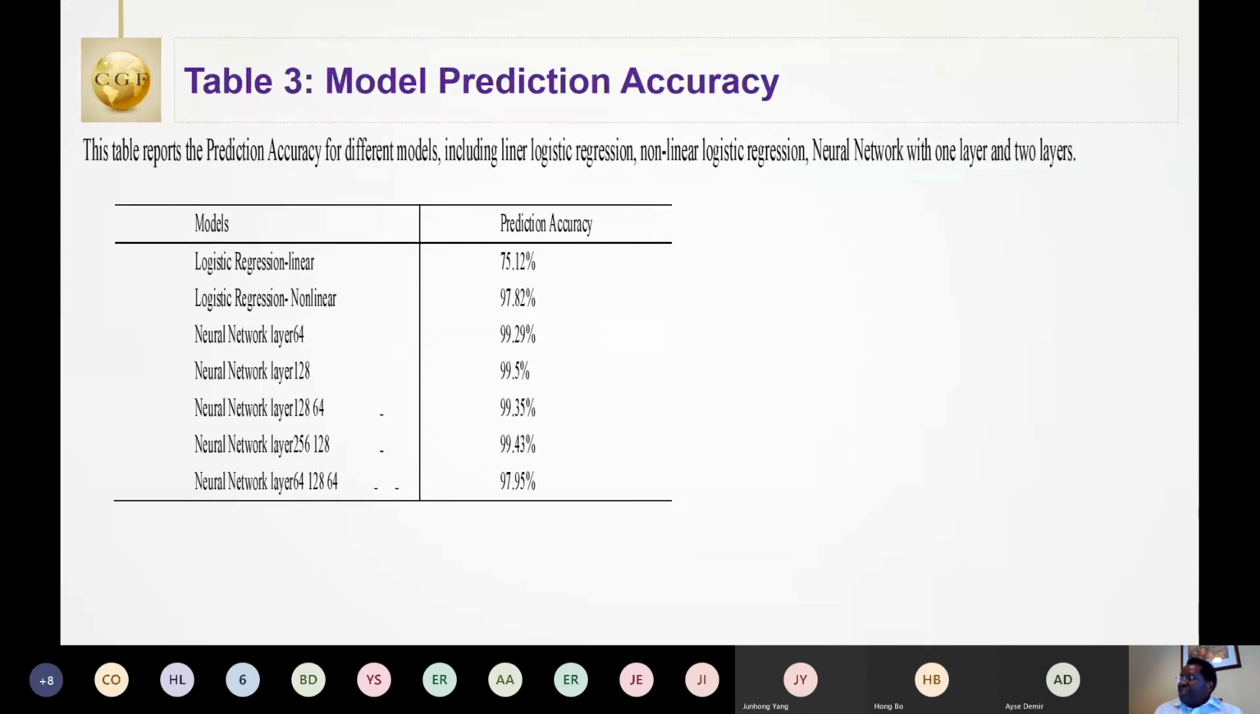And this evaluates several possible deep architectures. On average, the prediction accuracy by the neural network is about 99.1%. And that's the average, which is already high, in which the accuracy of the single layers are 99.29, as given here, 99.5 as given here for the layer of 64 and 128.